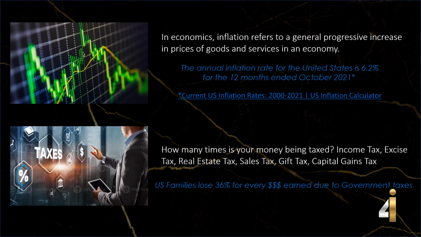The last but not the least, taxes is the worst enemy of your money. How many times is your money being taxed? Income tax, excise tax, real estate tax, sales tax, even gift tax and capital gain tax. U.S. families lose 36% of every hard-earned dollar due to government taxes.